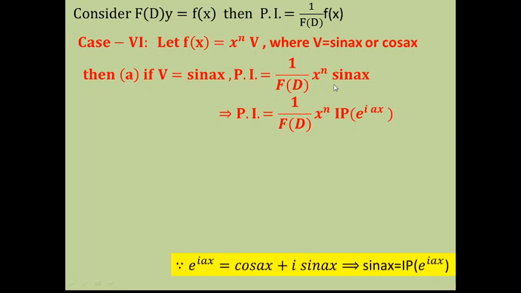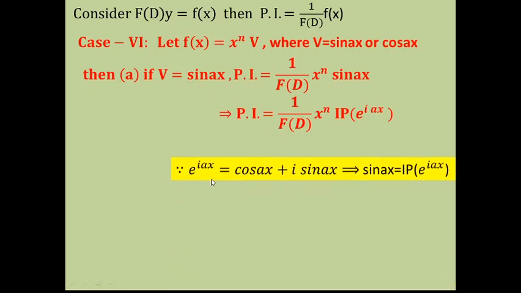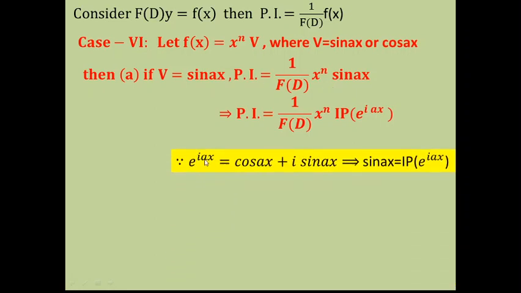What is the formula? e raised to power i ax, or e raised to power i theta, is nothing but cos theta plus i sin theta. Here the value of theta is ax. So we have e raised to power iax equal to cos ax plus i sin ax. In this case, cos ax is the real part of e raised to power iax, whereas sin ax becomes the imaginary part of e raised to power iax.